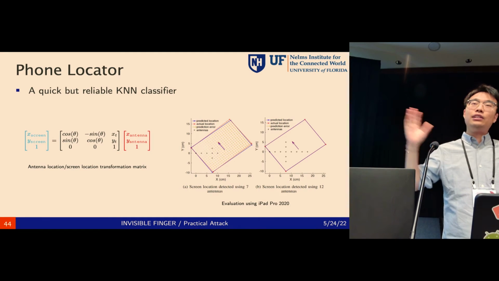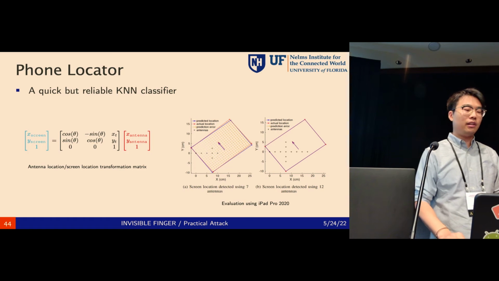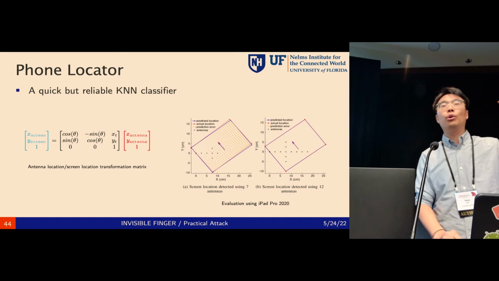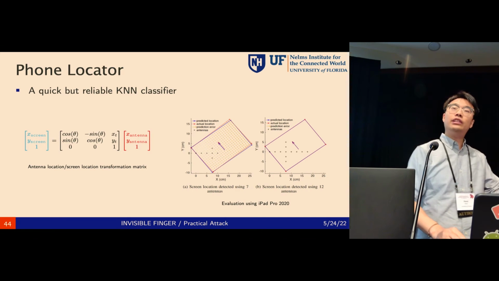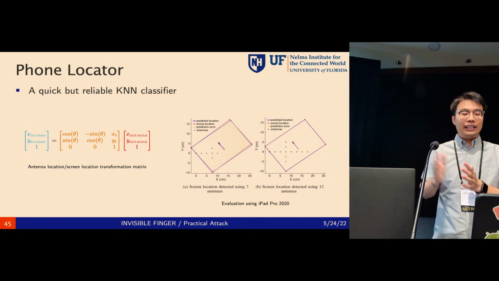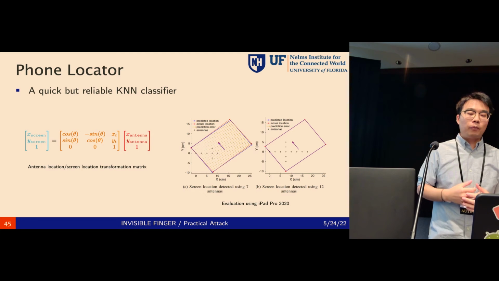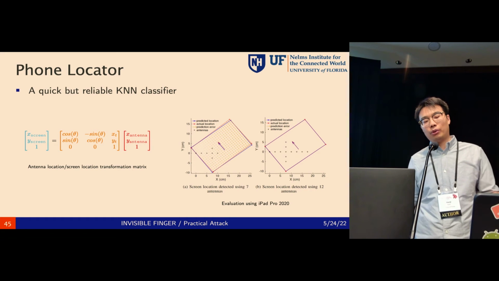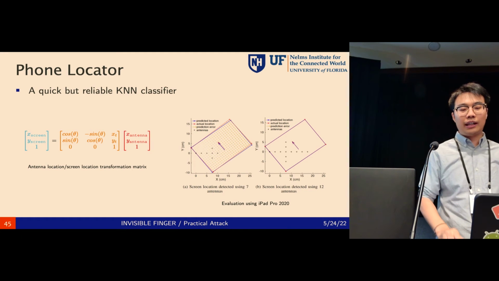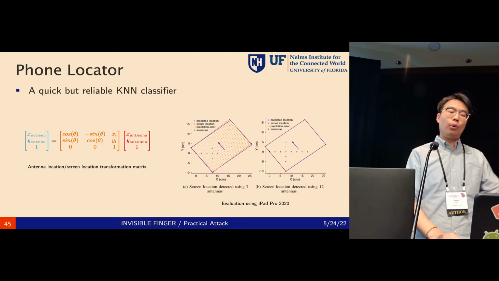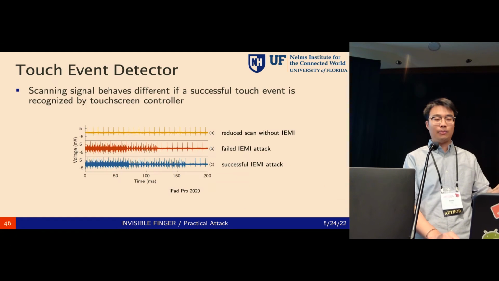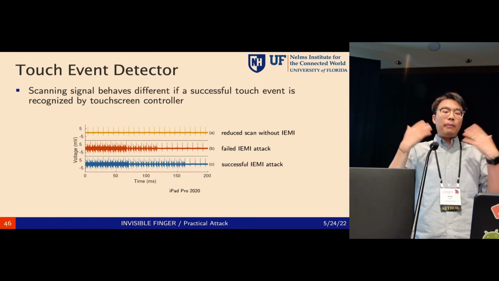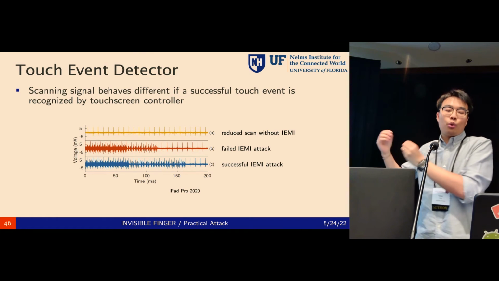And using these two pieces of information combined, we can now recover the precise location and precise orientation of the target device. We can also see that if we use more antennas, we can recover the phone location more accurately. For instance, we are using 12 antennas simultaneously right now, and we can locate our target device without any displacement.